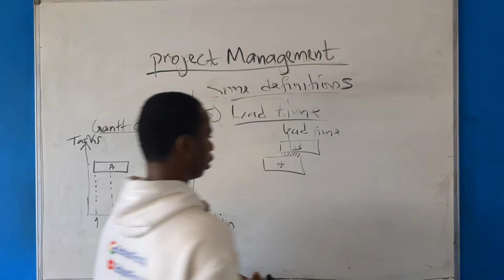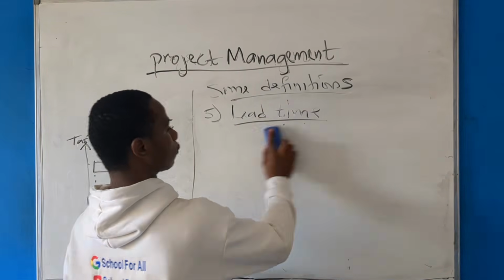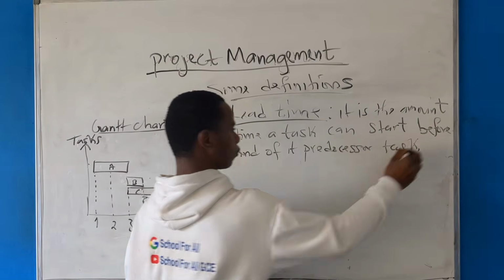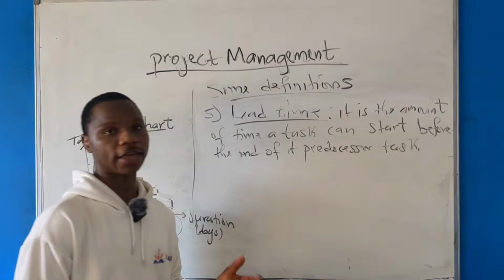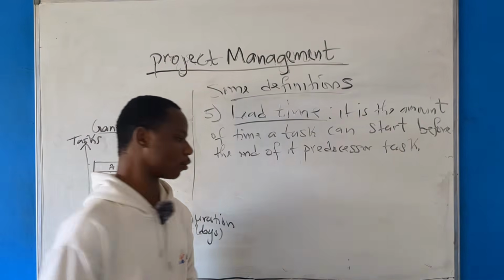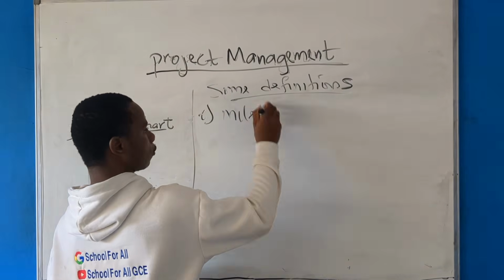Take note of that. So let me just write the definition very fast. Good. Amount of time a task can start before the end of its predecessor task. Take note. Now we go to the last definition.